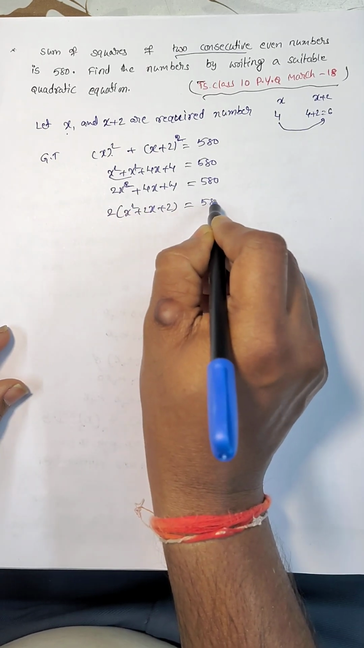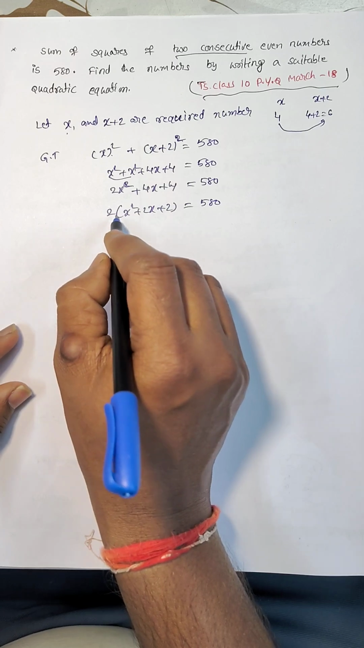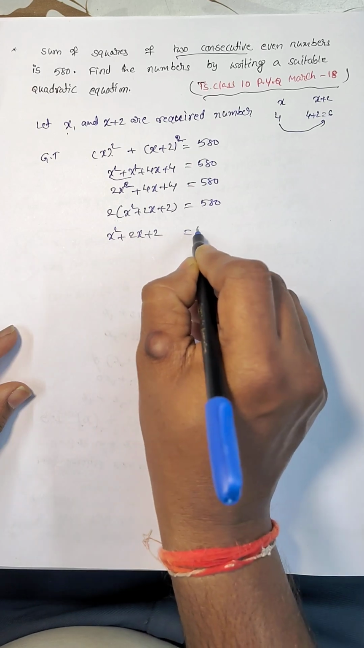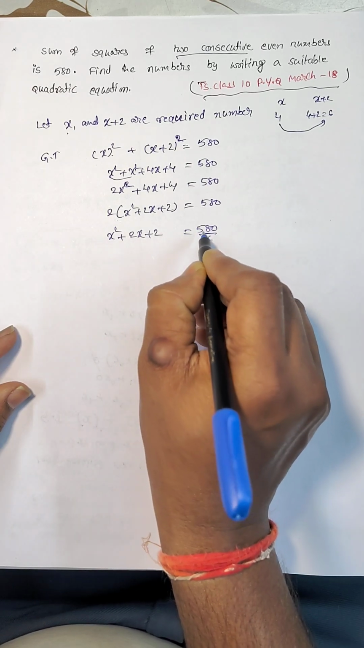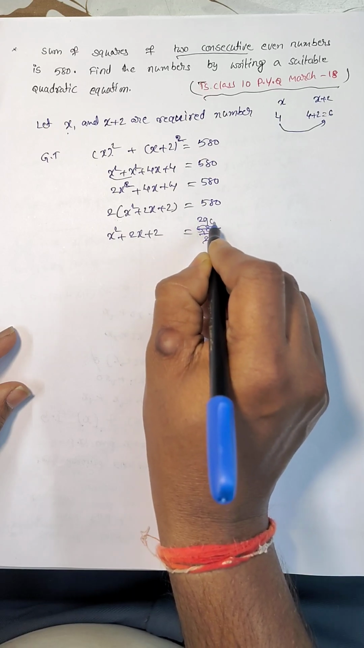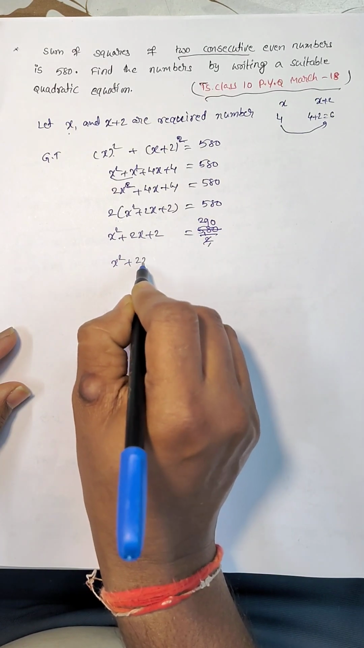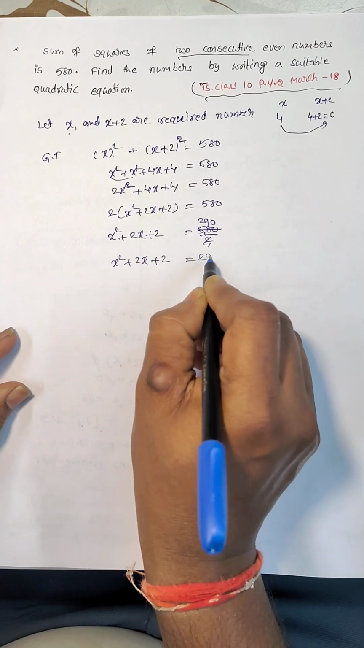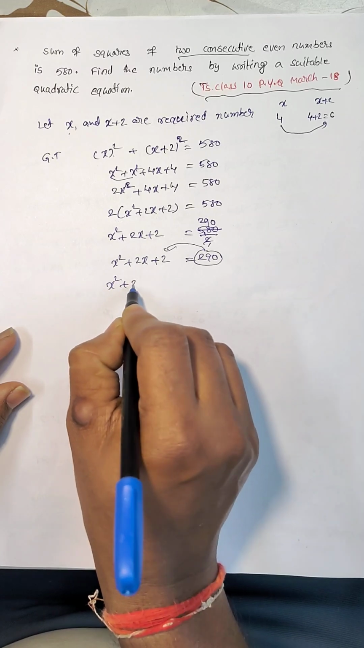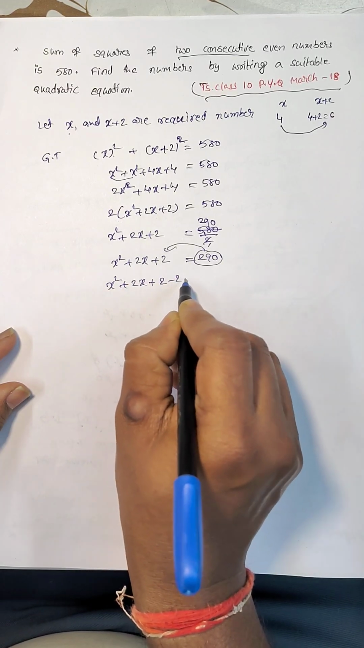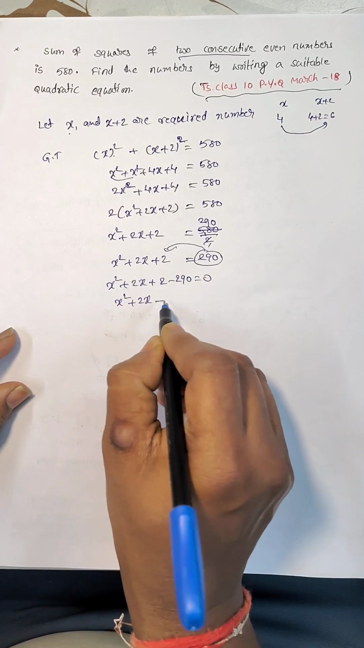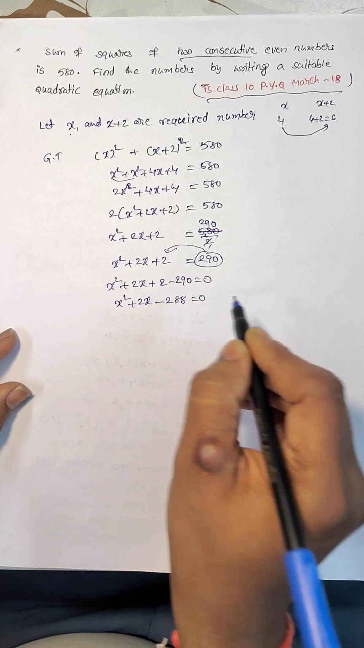And taking 2 as common in the LHS part, x square plus 2x plus 2 gives you 580. Now on transposing this multiplier to the other side of the equation, it becomes a divisor. So x square plus 2x plus 2 is equal to 580 by 2. That means x square plus 2x plus 2 is equal to 290. And transposing this 290 to the other side, it becomes negative. x square plus 2x plus 2 minus 290 gives you 0. This can be written as x square plus 2x minus 288 is equal to 0.